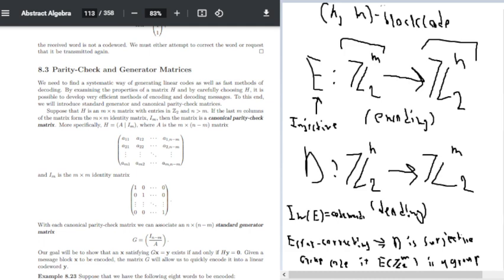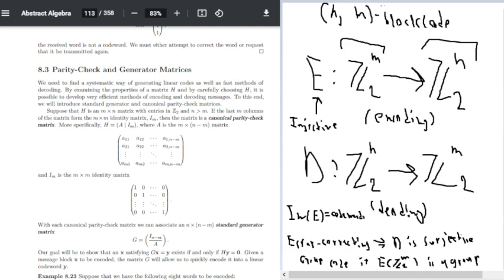Parity check and generator matrices. We need to find a systematic way of generating linear codes as well as fast methods of decoding. By examining the properties of a matrix H and by carefully choosing H, it is possible to develop very efficient methods of encoding and decoding messages. To this end, we will introduce standard generator and canonical parity check matrices.